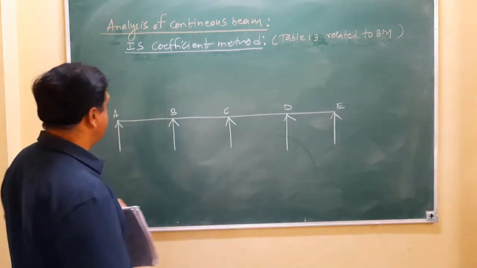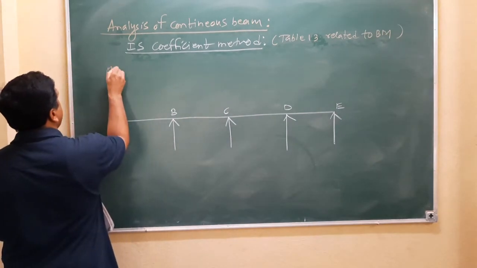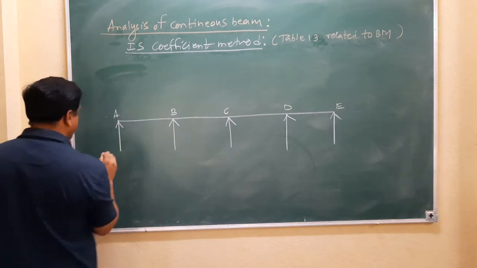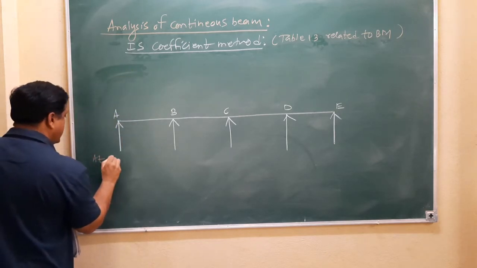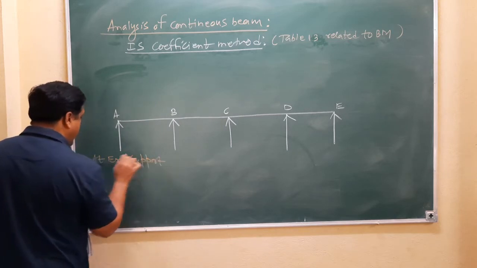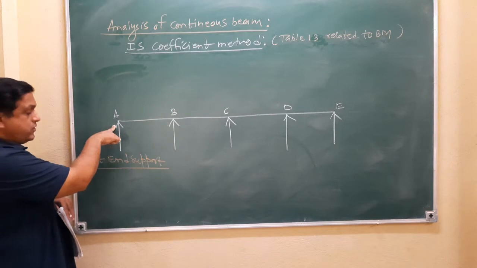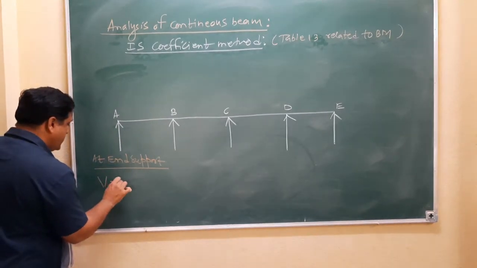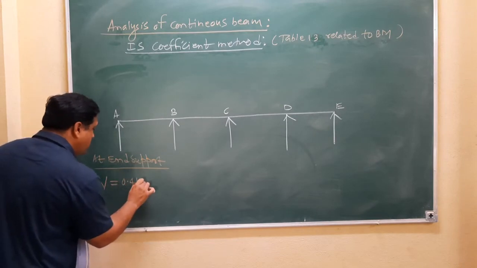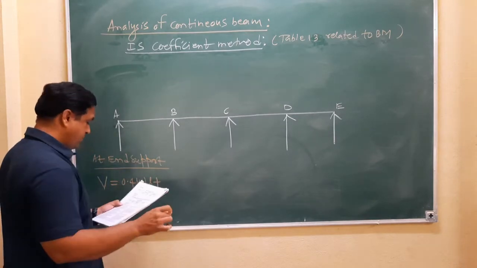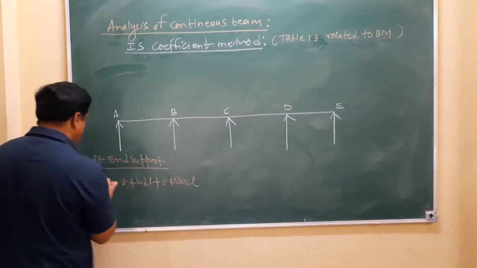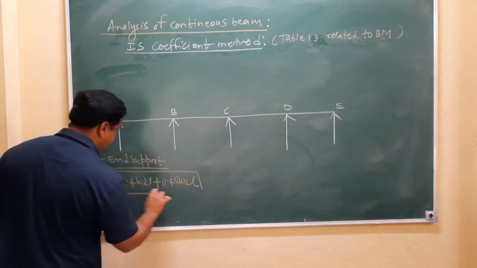At end support, that means at this support, what is the shear force V? It is 0.4 W dead into L plus 0.45 W live into L. So this is the shear force at this location.